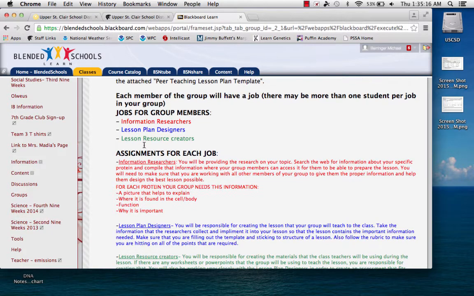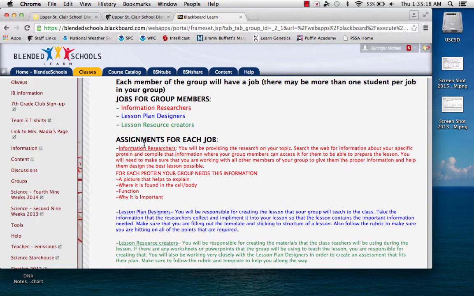Once your group decides who wants those jobs, the information researchers are essentially going to be the people that are providing the research for the topic. You're going to get your protein here in a little bit, and then you will be providing the research. You're going to go onto the internet and find some information about your specific protein, and I want you to put that information into some place where your group can access it. Maybe you want to do a Google Doc like we did with the DNA scientists. Maybe that really worked well for the group, made it really easy. So maybe that is something that you want to do.